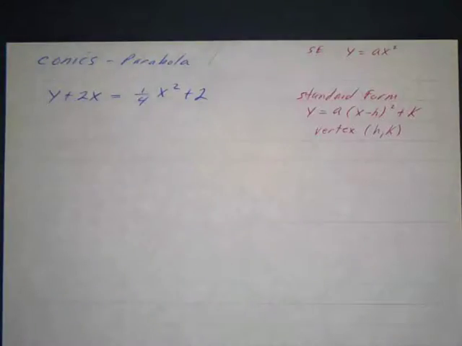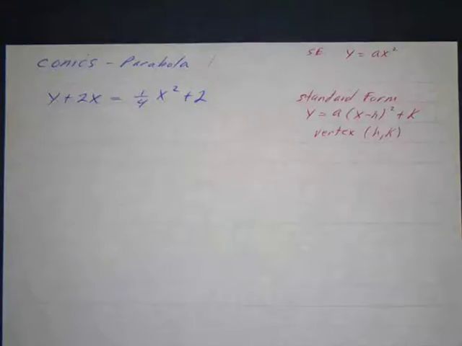Okay, so we're trying a parabola and a conic section here, graphing the parabola, and we're going to try to make sure we can find out what the directrix is and the focus. Remember, the directrix is the line and the focus is the point, and all the points in the parabola are an equal distance from the line and the focus. So let's take a look at this one.